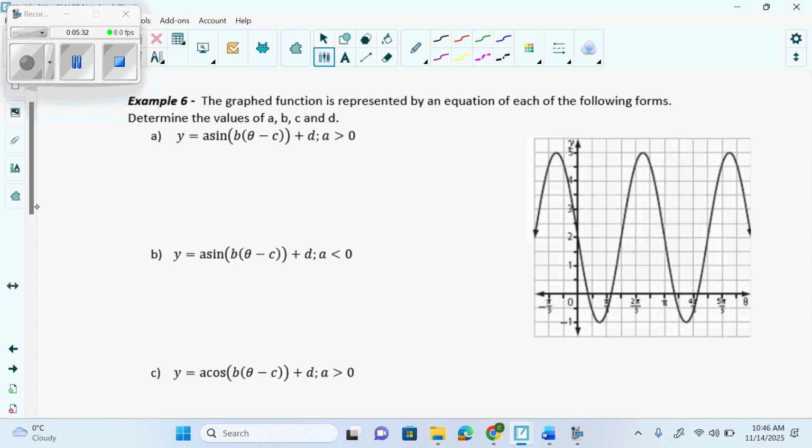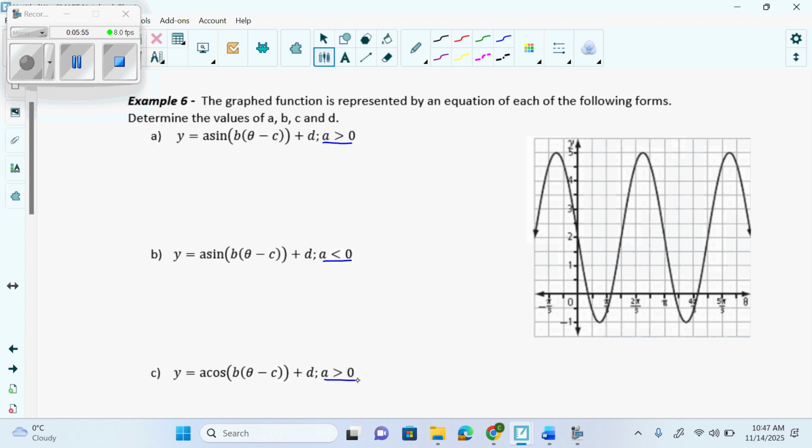Now, they might ask for a specific equation, right? So if they ask for a specific one, how you know is this would be sine, and then A has to be positive. Sine, A has to be negative. Cos, A has to be positive. Cos, A has to be negative. So they could ask for just one of them, right? And you have to be able to find that specific one. So that's why being able to find all four works out well for us.